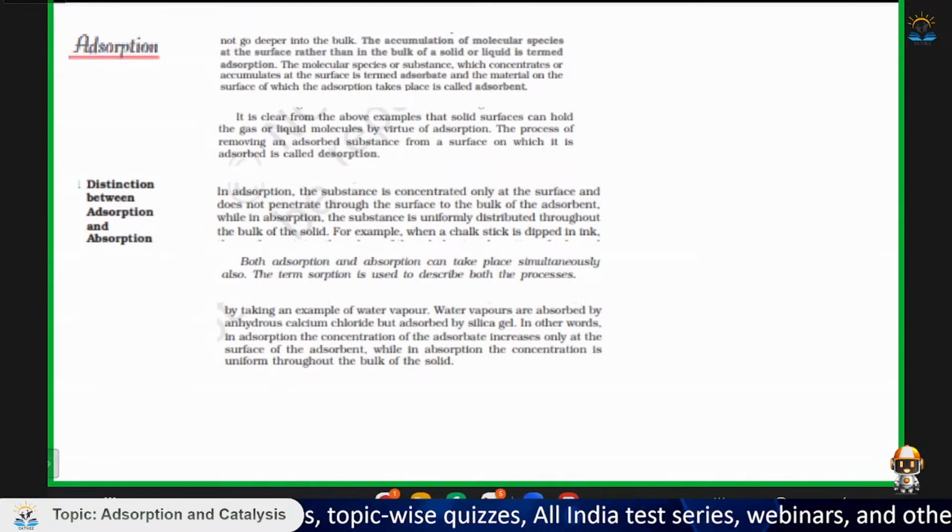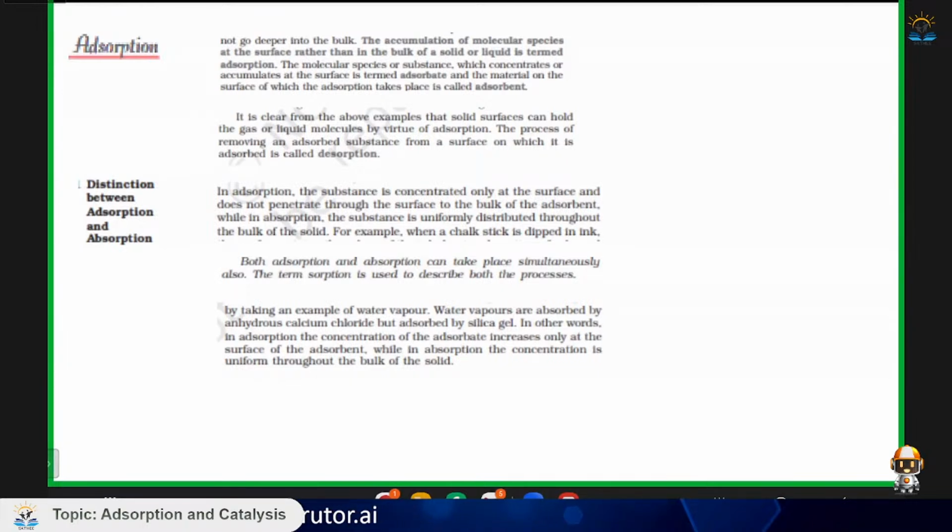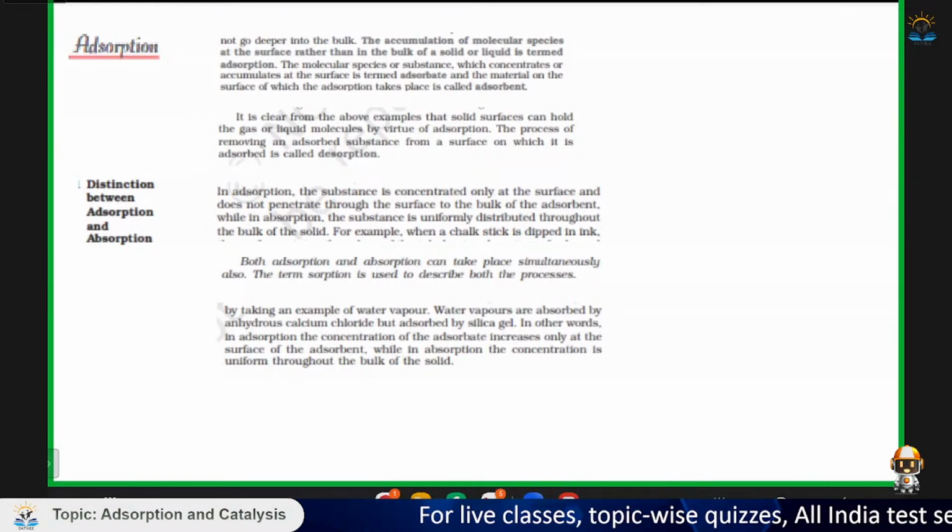Another example of absorption and adsorption, water vapor. Water vapors are absorbed by anhydrous CaCl2 but adsorbed by silica gel. If you take silica gel packets, they adsorb the moisture; the water vapor collects on the surface. But CaCl2 absorbs and turns into hydrated CaCl2. It turns from the anhydrous form to some glowy crystal form. In other words, in adsorption, the concentration of the adsorbate increases only at the surface of the adsorbent, not in the bulk, while in absorption, the concentration increases throughout the bulk.